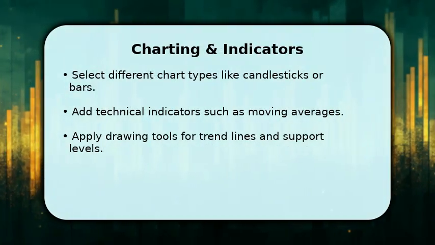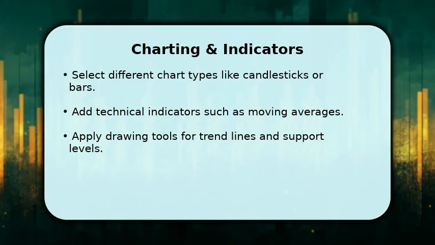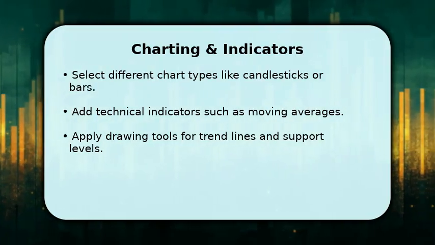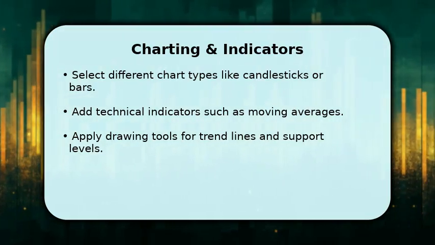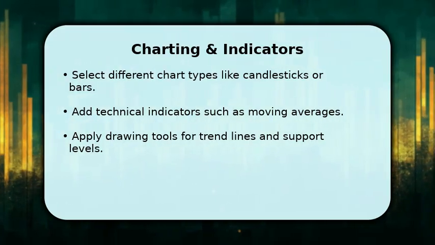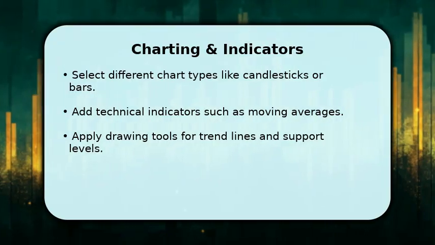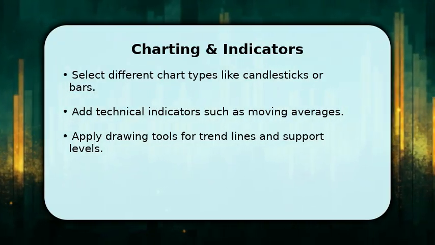Now, let's dive into charting. You can change the chart type from the top menu, choosing options like candlesticks or line charts. To add technical indicators, click the Indicators button and search for popular ones like the Relative Strength Index or Moving Averages. These tools help visualize market trends.